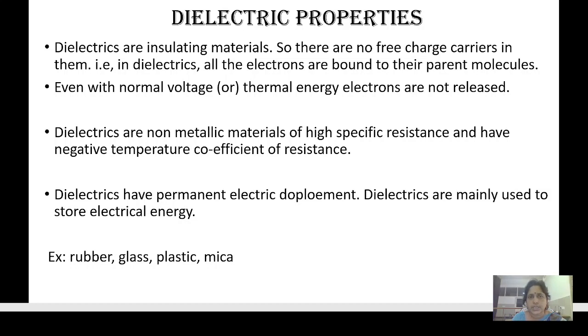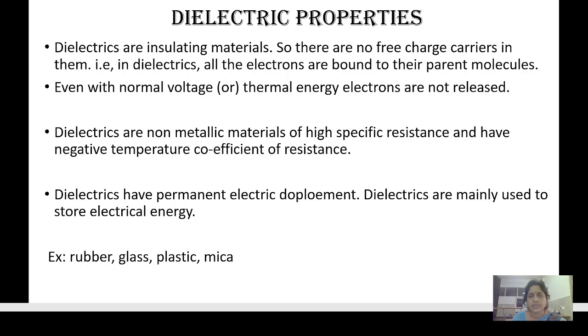Dielectrics are insulating materials, so there are no free charge carriers in them. Those are insulators, that's why there are no free charge carriers in them. In dielectrics, all the electrons are bound to their parent molecule. Even with normal voltage or thermal energy, electrons are not released.